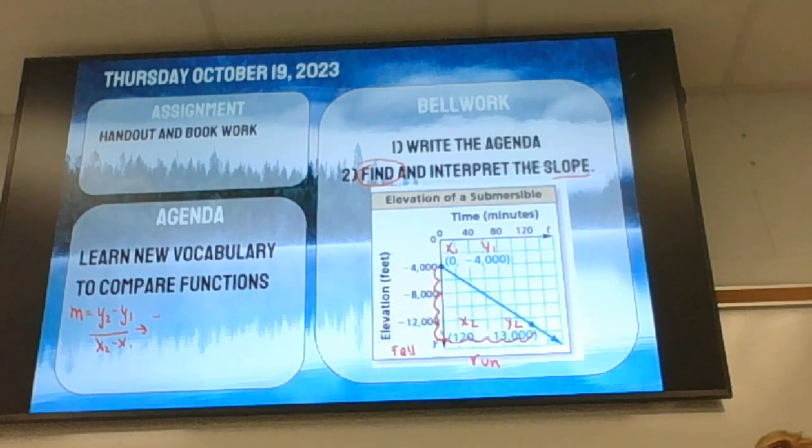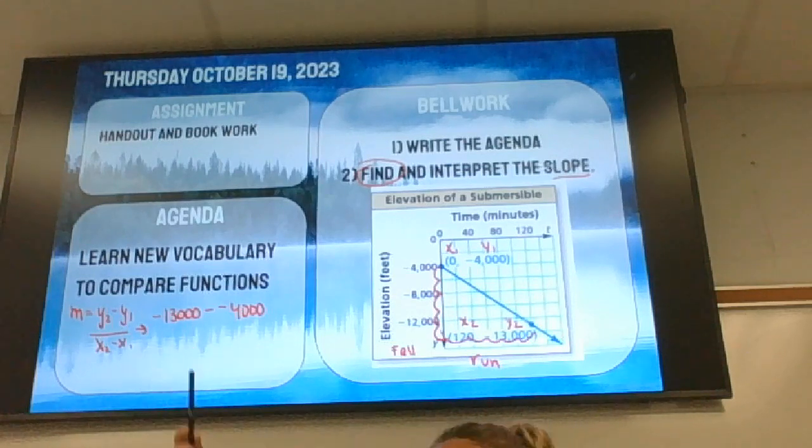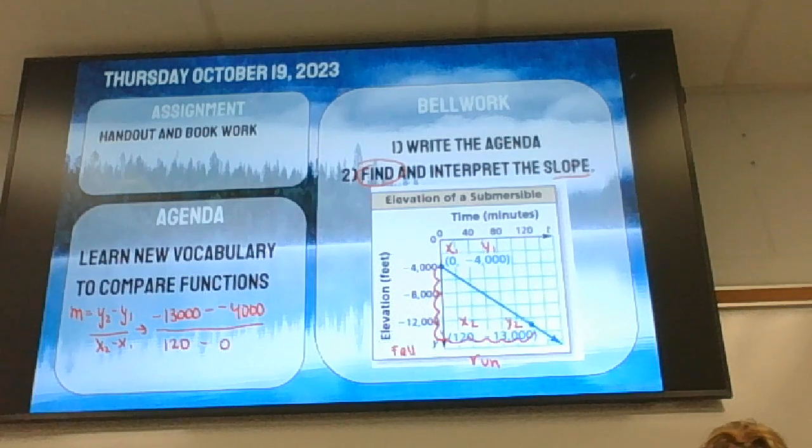So y2 is negative 13,000. Y1, negative 4,000. So here I am subtracting a negative. The subtraction sign is there and I put a negative in. And then x2 is 120 and x1 is 0.